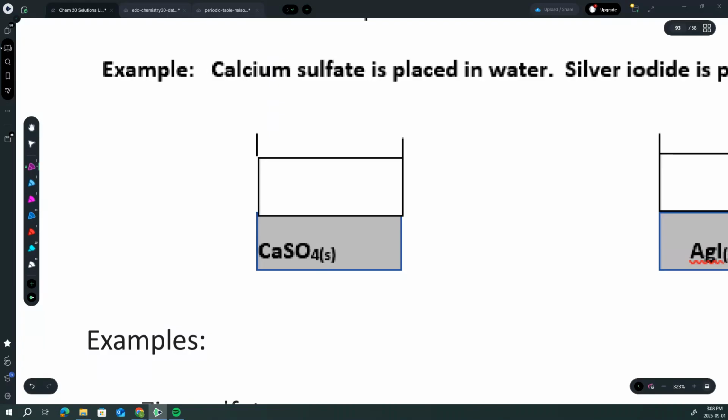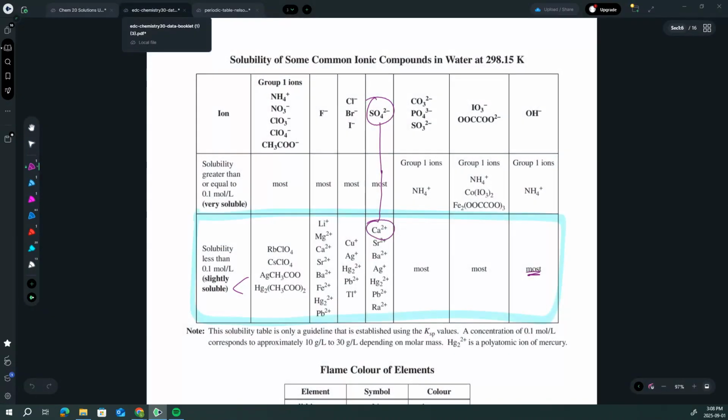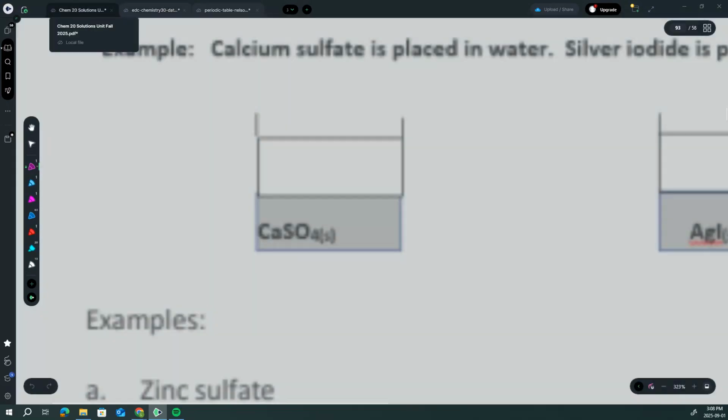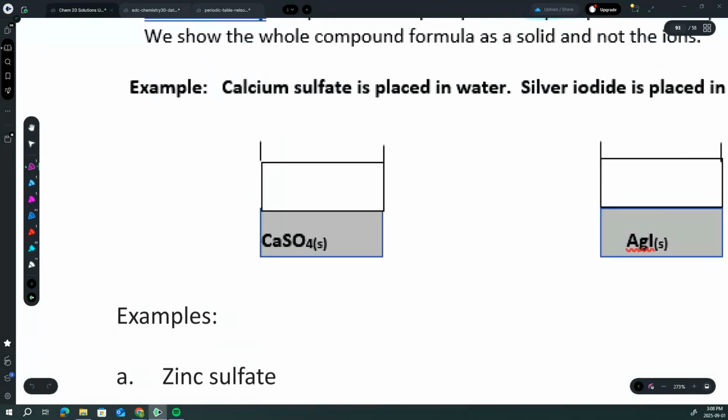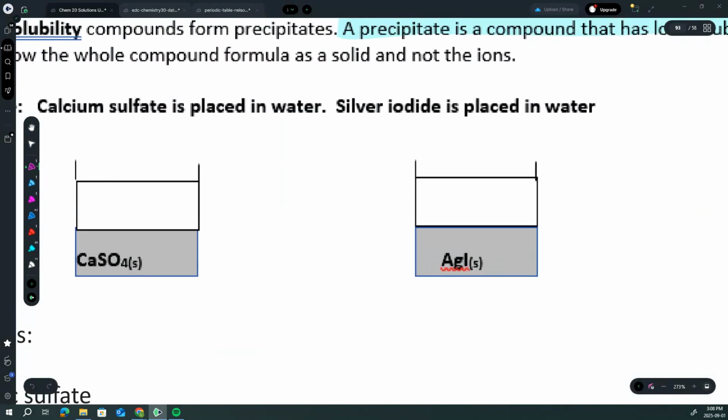Okay, so if you find an ionic compound in the last row, which I've highlighted in blue here, it's going to be insoluble in water. Therefore, you do not break it apart into its ions. So you do not dissociate it. Same with silver iodide.